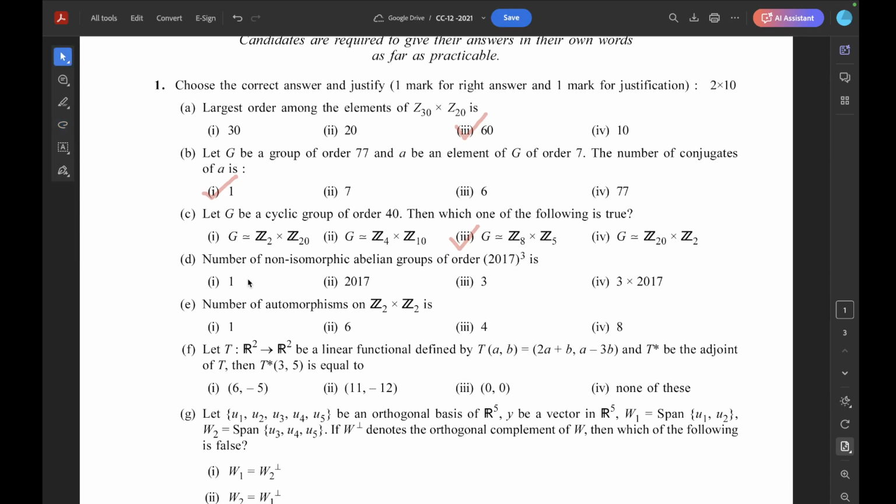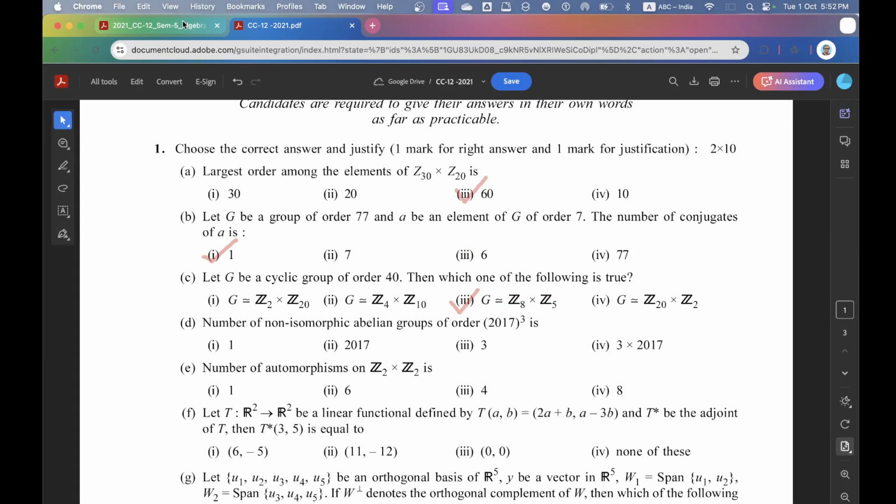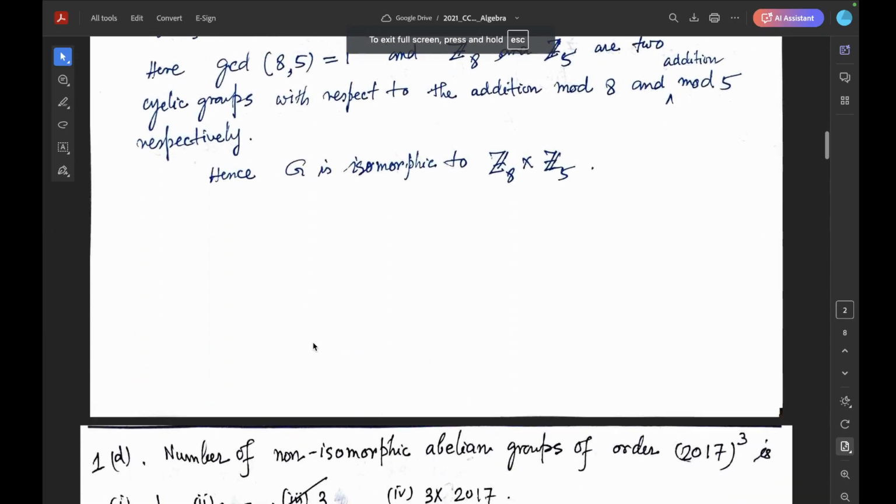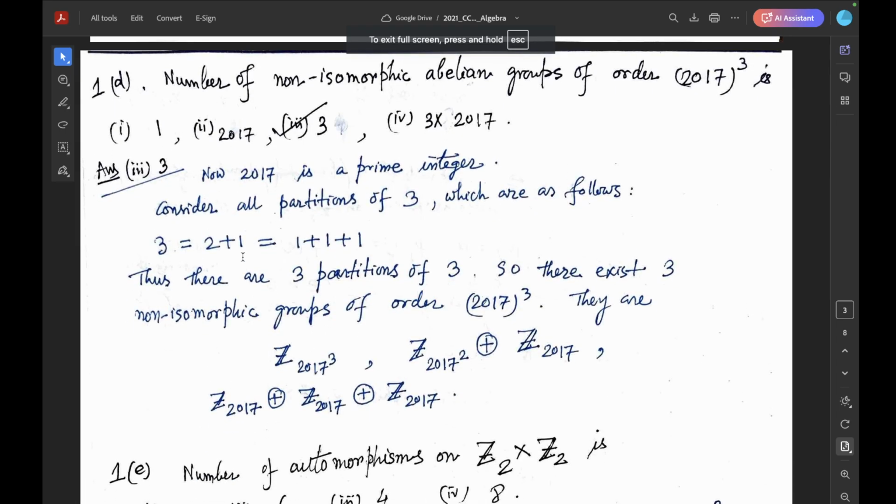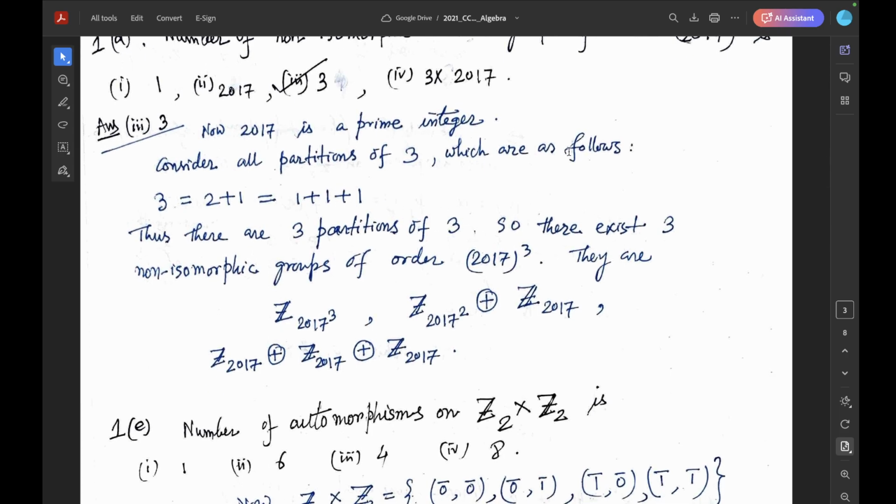Next question 1d. Number of non-isomorphic abelian groups of order 2017 to the power 3. Now 2017 is a prime integer. Consider all partitions of 3, because the power is 3, which are as follows: 3, 2 plus 1, or 1 plus 1 plus 1. Thus there are 3 partitions of the power 3.